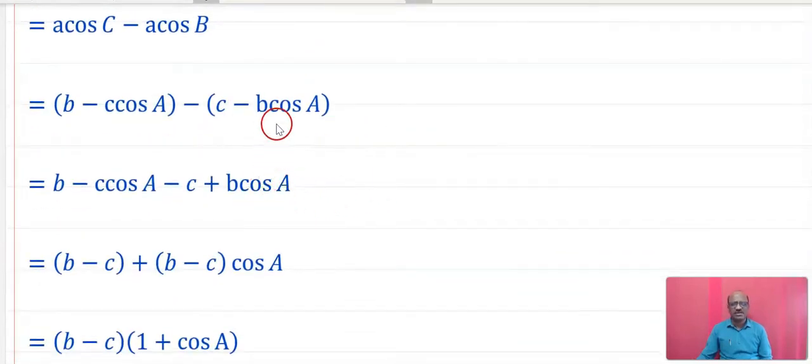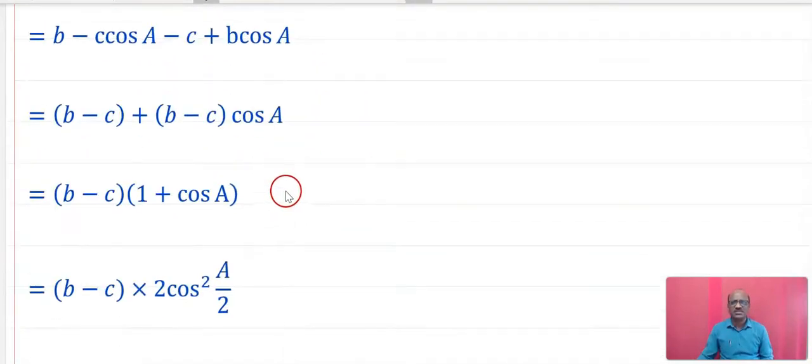We substitute the values, and after the simplification you will get a, b minus c in first bracket, and from these two we will take the cos of A as common. That is, in bracket you will get b minus c cos of A. Again from these terms we will take the b minus c common. Then in bracket you will get 1 plus cos of A.